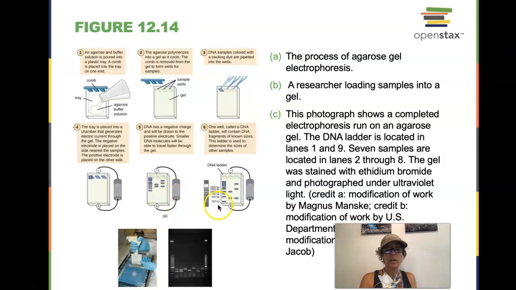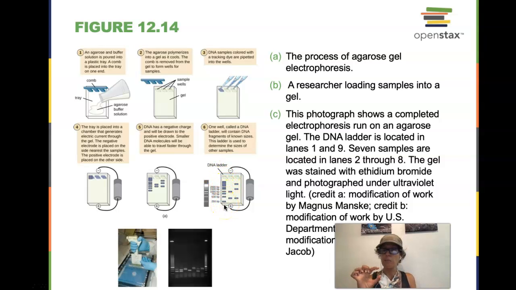The DNA separates because of the charge, but because it's moving through this chunky, gelatinous substance called agarose, it also separates by size. Small particles move faster and end up at the bottom of the gel. Large particles have a hard time moving through that gooey substance and stay toward the top of the gel. And what's shown here is the DNA ladder.